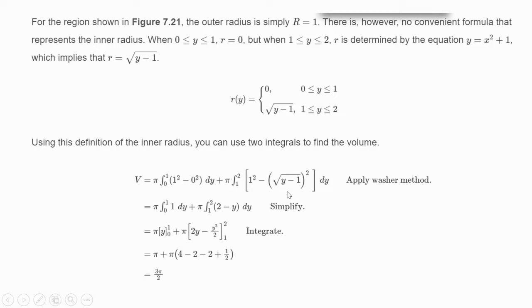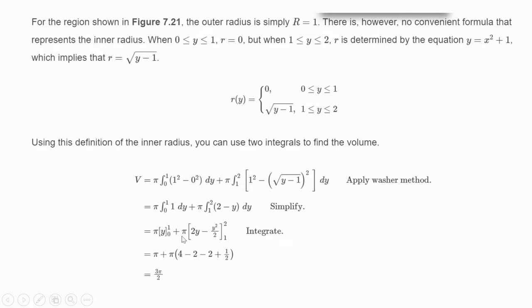Okay, and so that's the setup of the integrals. Now we need to compute these integrals in order to finish the problem. So this is pi times the integral from 0 to 1 of 1. Now 1 is y to the 0, so you add 1 to the exponent, divided by the new exponent, this is just y. That ends up being 1, so I just get a pi there.